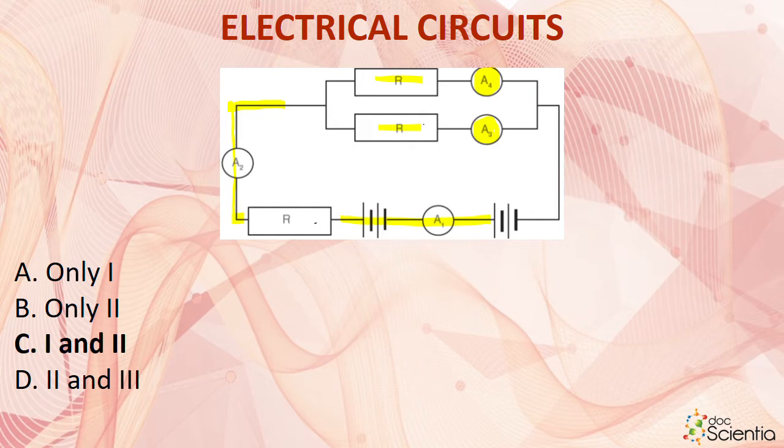But because they are identical resistors, it means that the current flowing through them will be exactly the same.